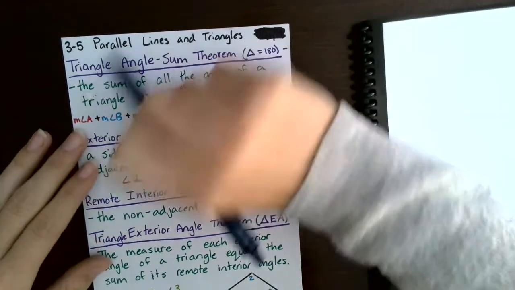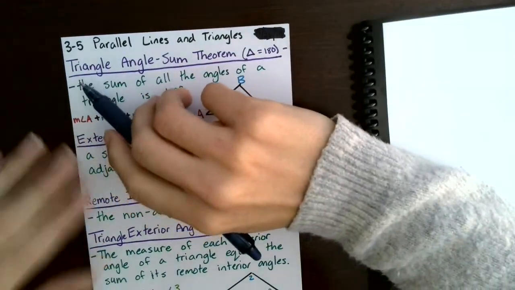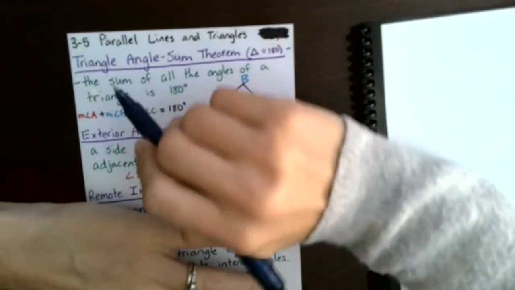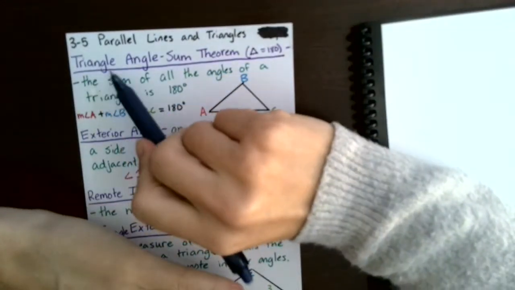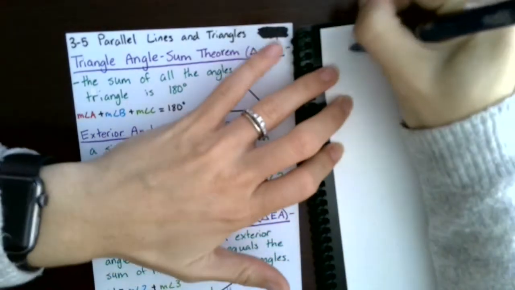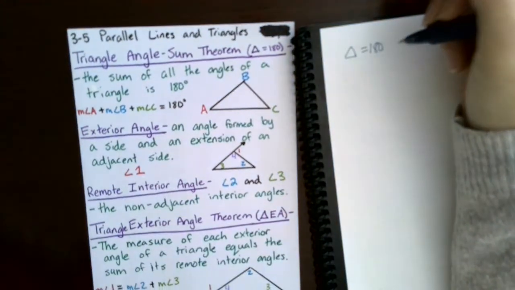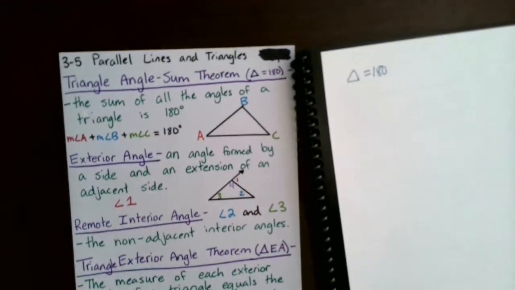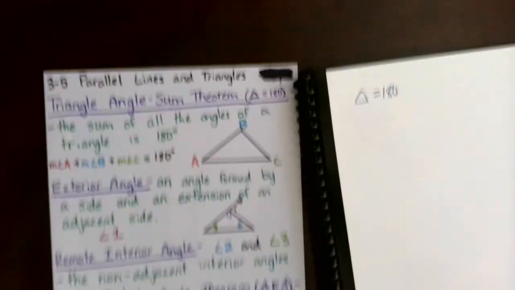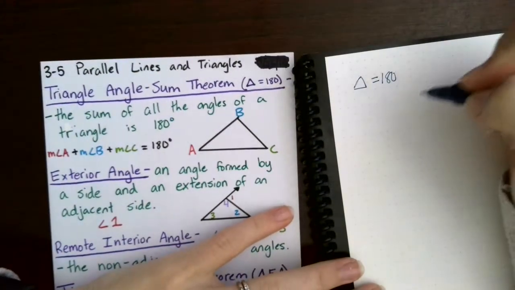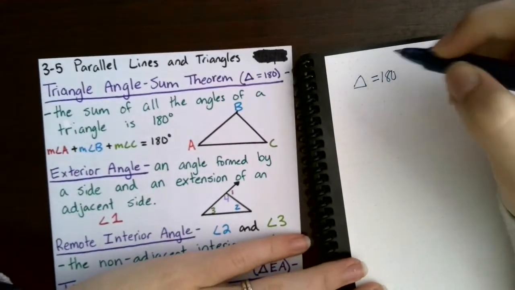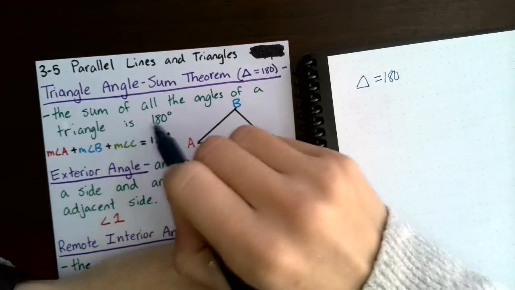So first of all, this is the most important thing we'll learn about triangles all year, and we use it all year, okay? The triangle angle sum theorem, okay? And the abbreviation for that is triangles equal 180, so you can just write that to understand this better. Triangles equal 180. So the sum of all the angles of a triangle is 180.